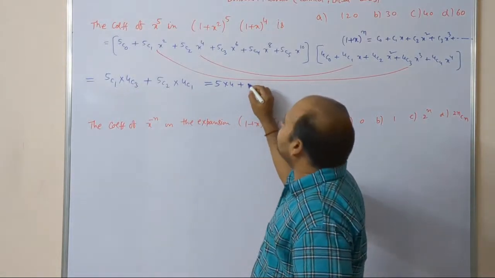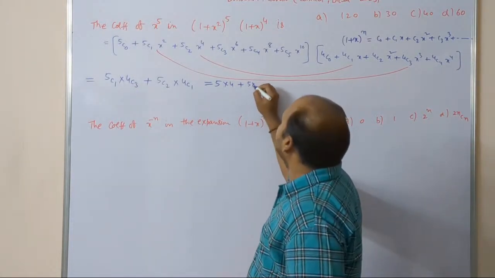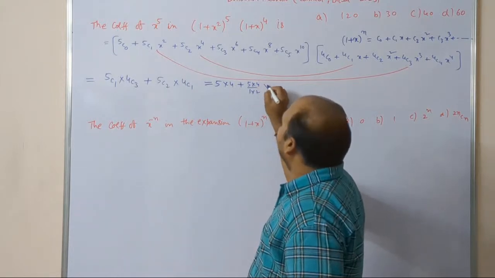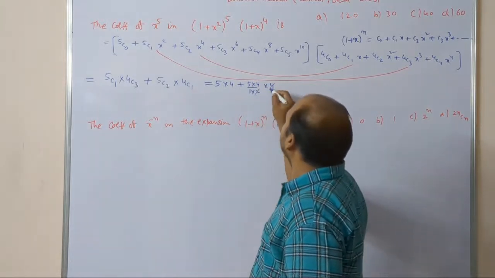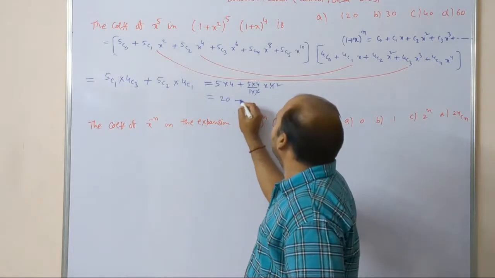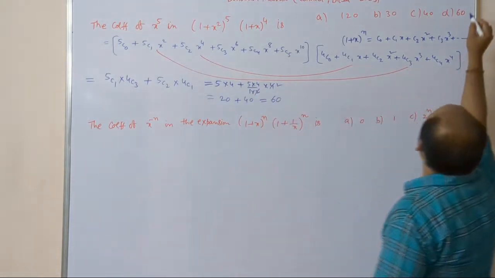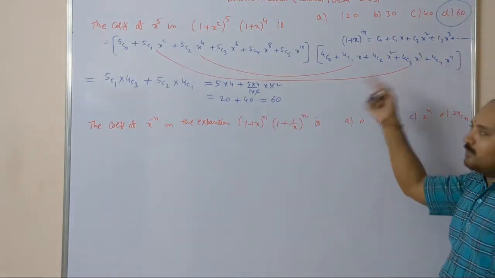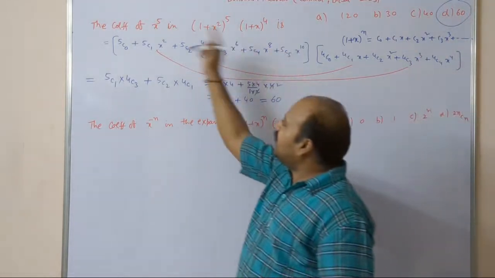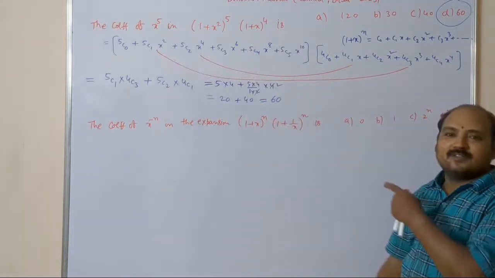Plus 5C2, so 5 into 4 by 1 into 2, into 4C1, which is 4. So 2 ones are 2, 2 2s are 20, plus 20 into 2 is 40. That gives 60. 60 is the right answer, and it is there in the fourth option. So the coefficient of x power 5 in this expansion is 60.